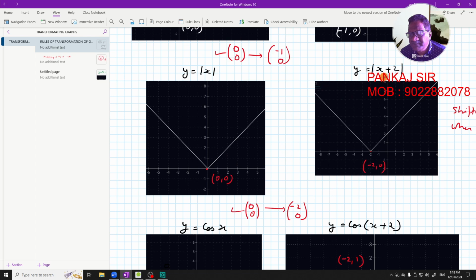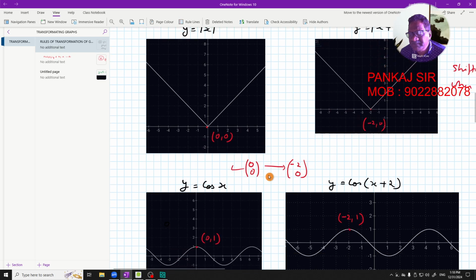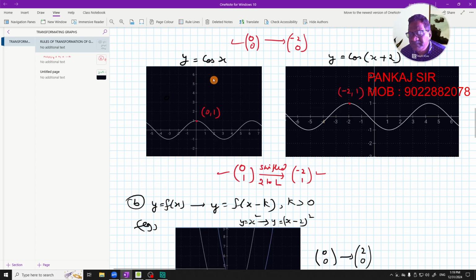And in modulus of x plus 2, this graph has shifted to the left by 2 units. So this point 0, 0 has automatically come to minus 2, 0. The coordinate I've chosen is 0, 0 from the parent function, and from the x coordinate 0 of the parent function I have subtracted 2 to make it minus 2, and the y coordinate I have kept as it is, 0, 0. So this was the third example, and one more example, cos x, which we have discussed already: 0, 1 and minus 2, 1.